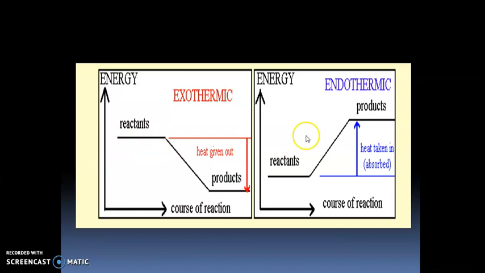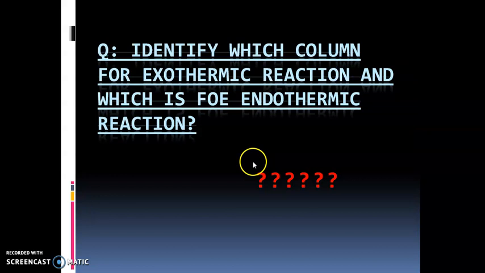So here we compare both reactions. At the same time, we can see that in an exothermic reaction the energy of the reactant is greater than the product, whereas in an endothermic reaction the energy of the reactant is less than the product. Here energy is released out, and here energy is absorbed by the reaction. So this is a very good diagram by which we can compare both exothermic and endothermic reactions.